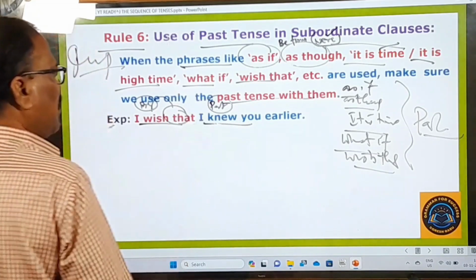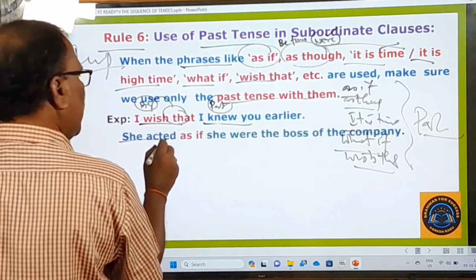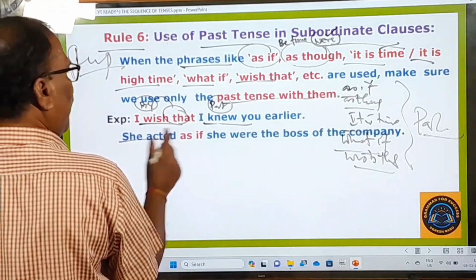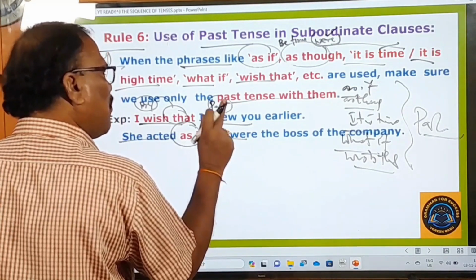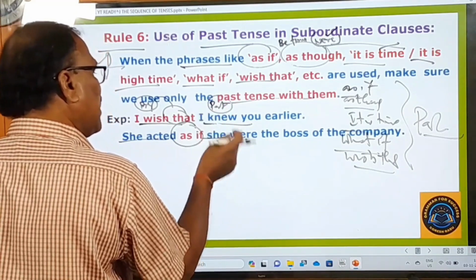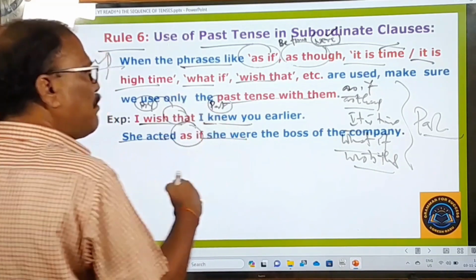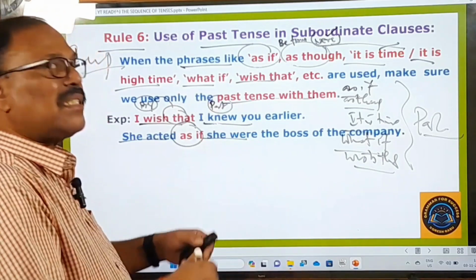I knew is past tense, right? And here she acted. This is the main clause, okay? With as if, you see, she were. Actually, with she we use only was in the past tense, but since it is as if, it's the subjunctive mood. This sentence is in the subjunctive mood.